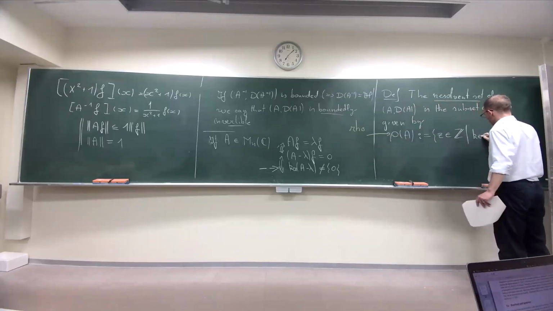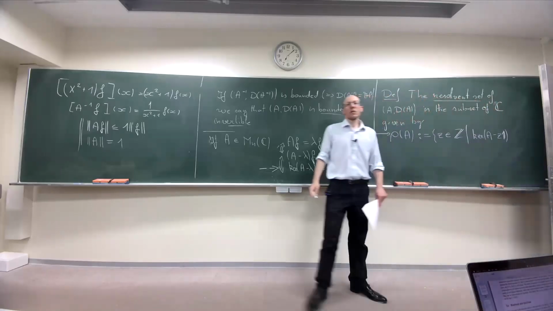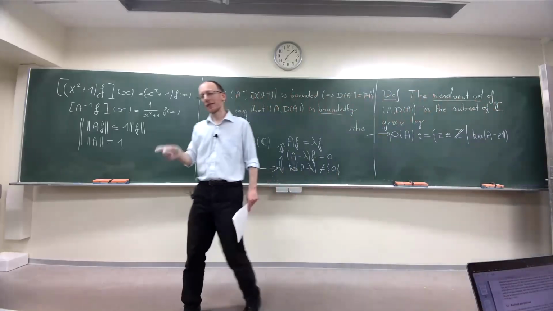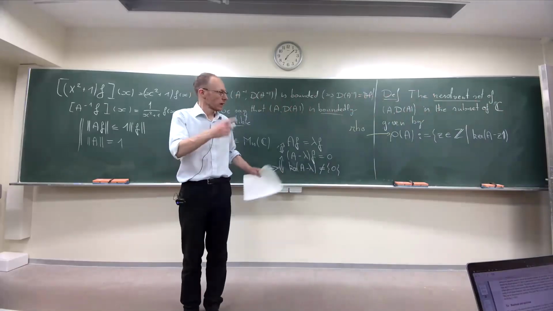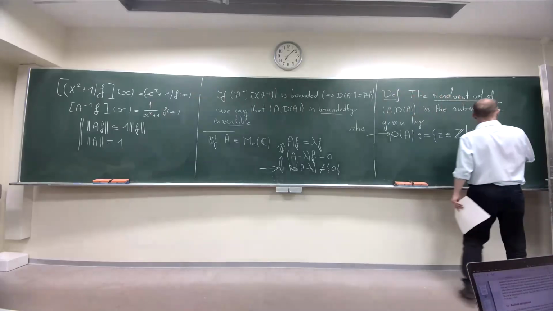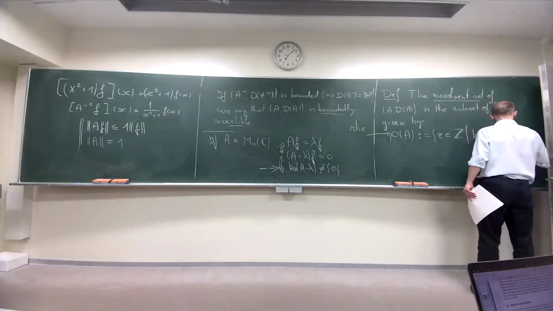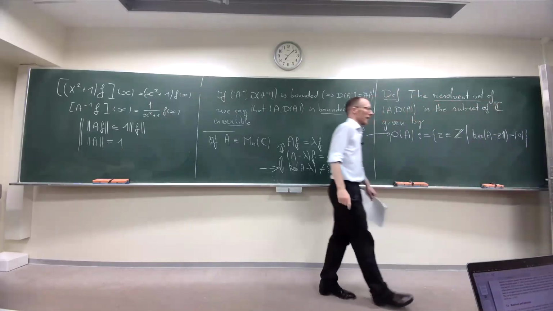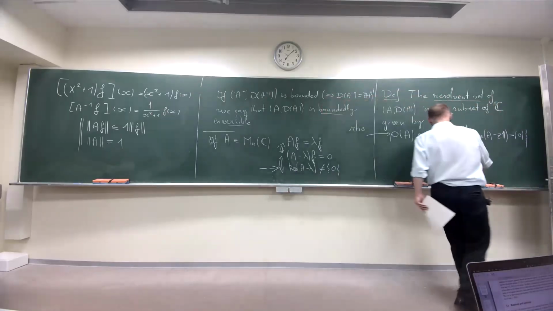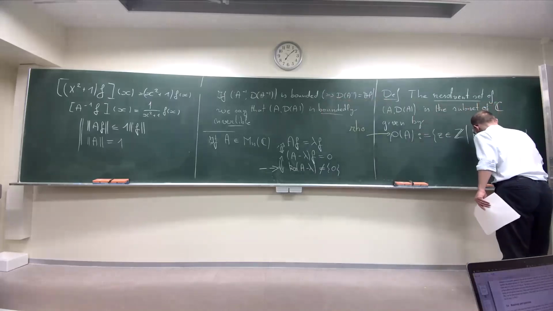the kernel of A minus Z, in fact, I should write A minus Z times 1. You subtract Z times the identity. The kernel of A minus Z is equal to 0. So it means it's invertible. This is the same as A minus Z times 1 invertible.